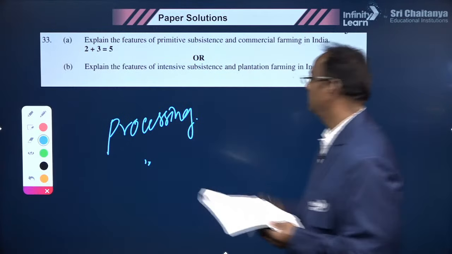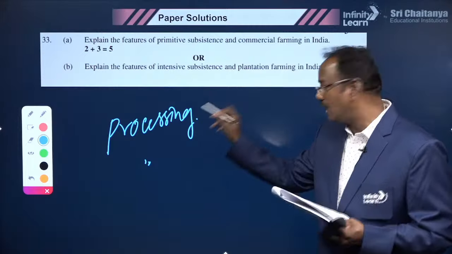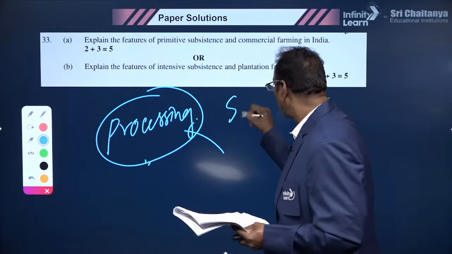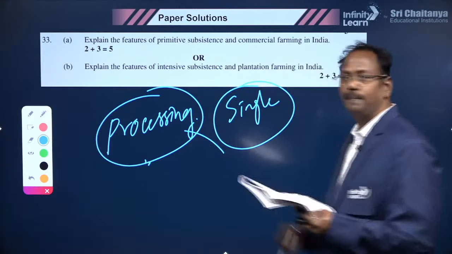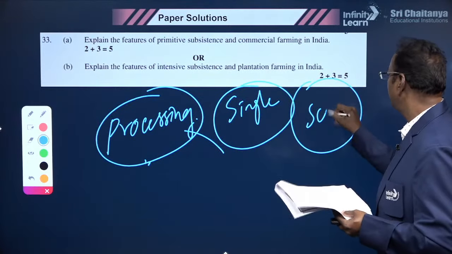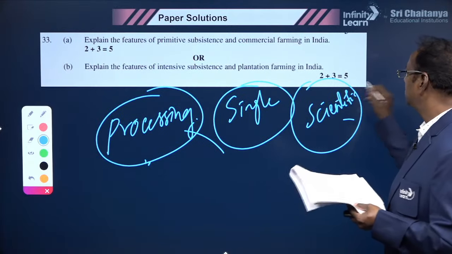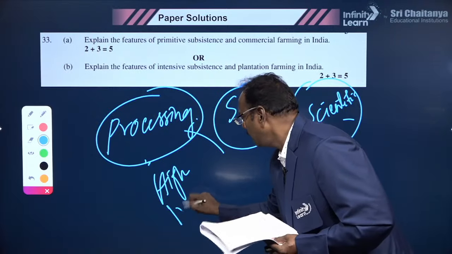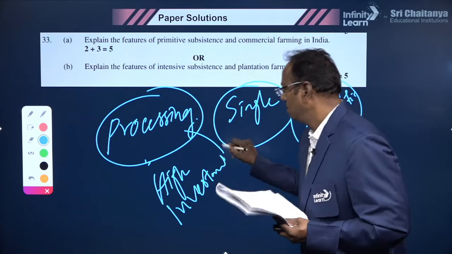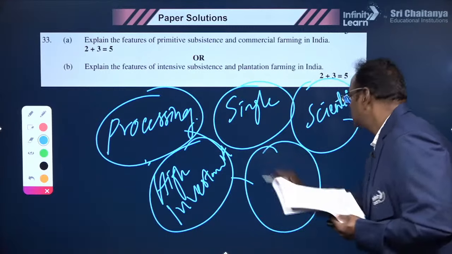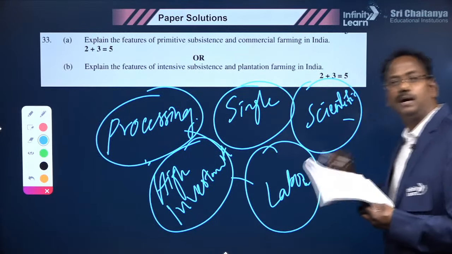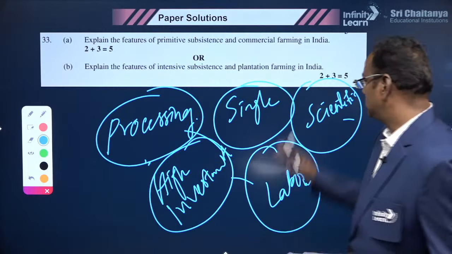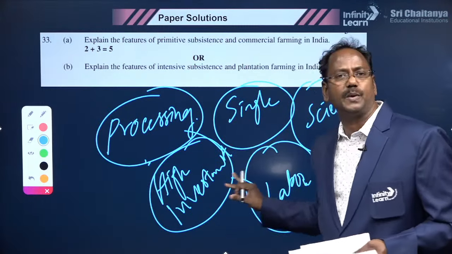So processing units. Most of the processing units are attached to the production area, and a single crop is grown in a larger area. And so most scientific methods are used, and high investments and even huge labor is required, understand? And so, more scientifically and systematically, this single crop is grown and its investment is very high, you know.